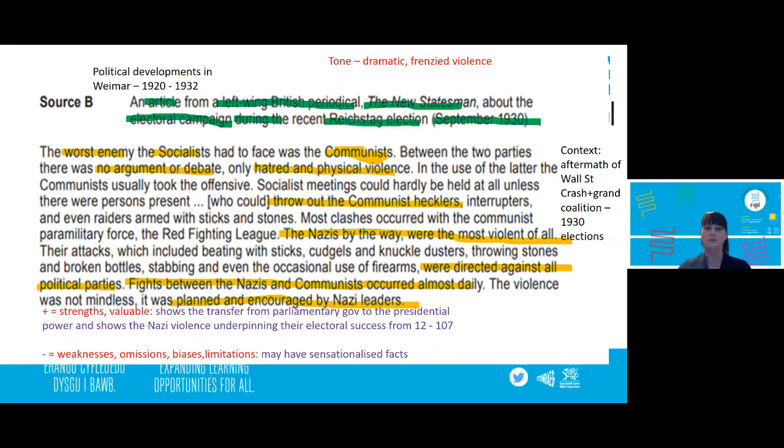The strengths of the source: it shows the transfer from parliamentary government to presidential power, and it shows the Nazi violence underpinning their electoral successes, going from 12 seats to 107. And the weaknesses, obviously: it may have sensationalised the facts for this British periodical, because it's going back to a different country, explaining what's happened, and it might have that sensationalised element to it.